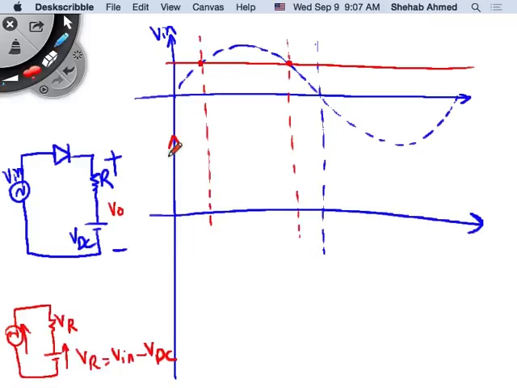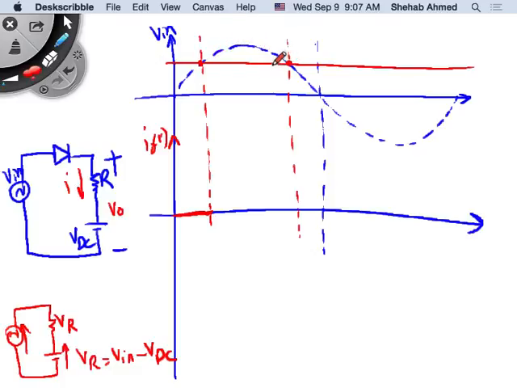So how does the current look like? Current I output. What does the current look like? Is the current flowing here? There will be no current flowing here because VDC is greater than the input source. There's no condition for the positive current to flow. So the current is 0 here. How about now? What will the current look like? The current will look like V input minus VDC over R.